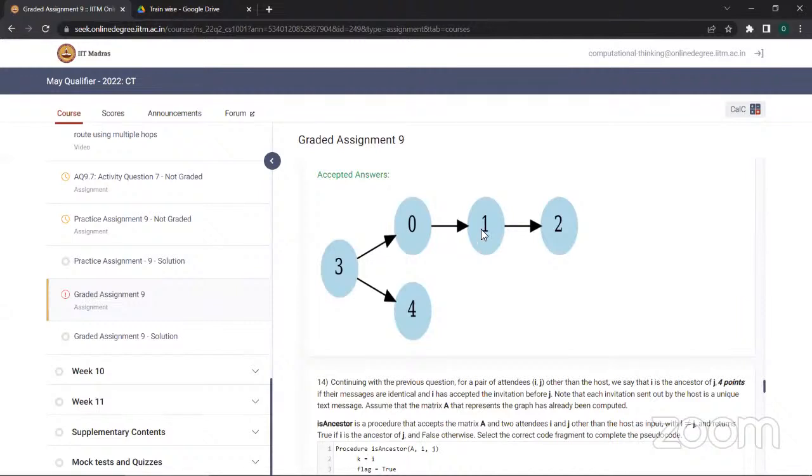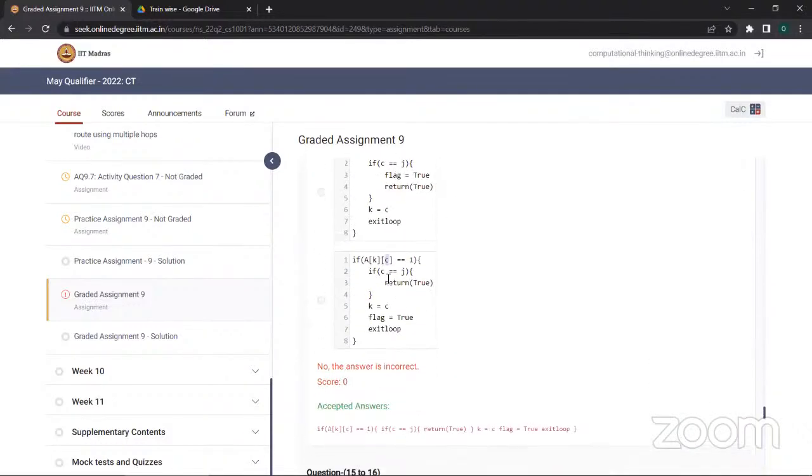C is running from 0 to n-1. It will become 1 at some point, right? So your C becomes 1, and you are checking KC. KC is 1 now, as per the graph. 0 to 1 is 1, and C is equal to J. 1 equals 1, so you return true.